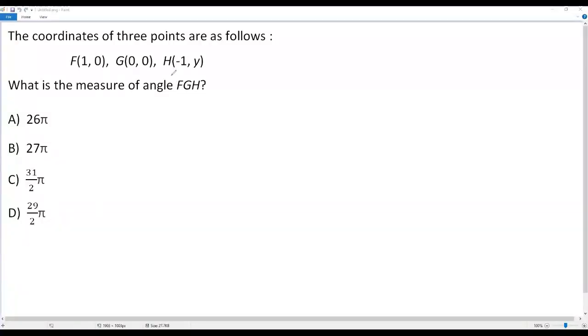Here we have a SAT math problem. Okay, let's go to the question. The coordinates of the 3 points are as follows: F(1, 0), G(0, 0), H(-1, y). What is the measure of angle FGH? Okay, here we have 3 points.